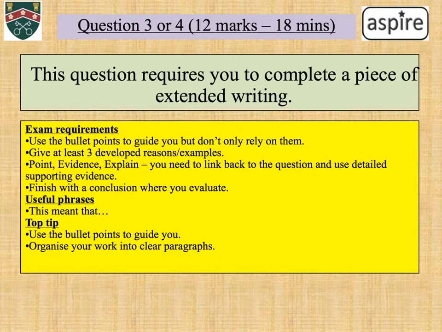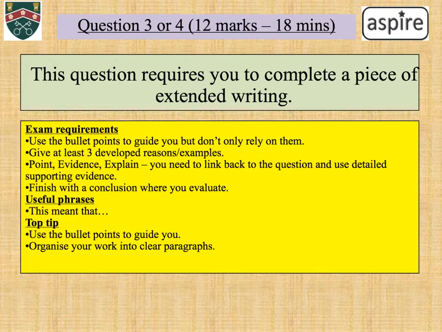So moving on to question 3 or 4, you have a choice here. 12-mark questions, essay questions. You'll have about 18 minutes on this question, so you want to make sure that you are backing up your points with lots of evidence and explanation using the P paragraphs, and that you are really writing in quite a lot of detail because it is worth 12 marks. You'll be given some bullet points to guide you, but just make sure that you don't rely on them too much. You need to include your own knowledge, which is outside the bullet points. And you also need to have a conclusion.